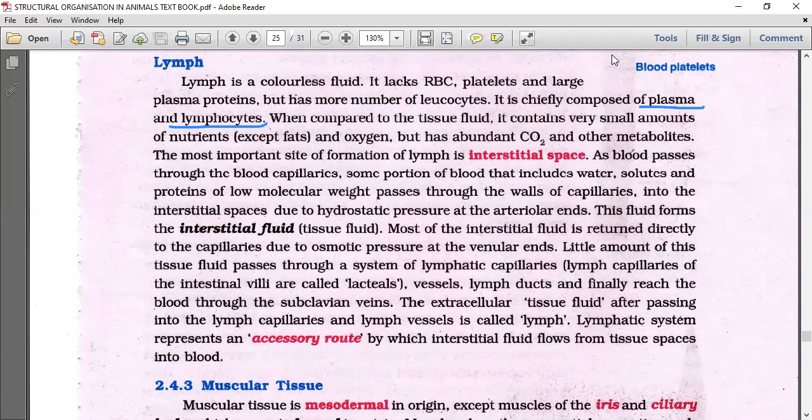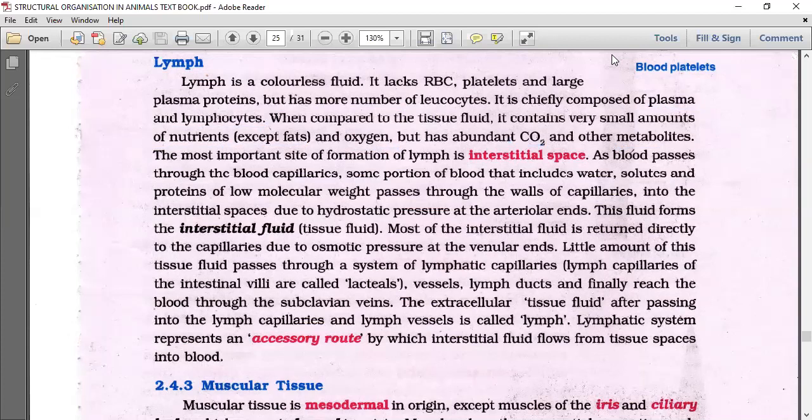When compared to tissue fluid, it contains a very small amount of nutrients, except fats, because lymph is the best carrier for fat material. Digested fat will be carried by lymph itself. Then very small amounts of nutrients and oxygen. Why? Because we came here to supply. So when they are returning, definitely they'll have less nutrients, isn't it? But it has abundant carbon dioxide because it is collecting carbon dioxide from the tissues and other metabolites. What are metabolites? The waste materials formed in the activities of the cells.